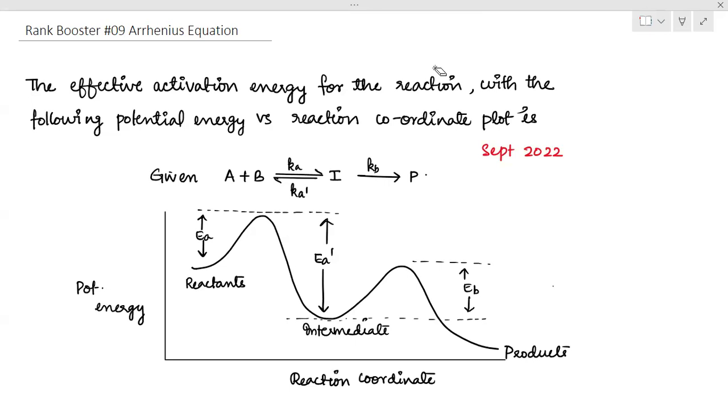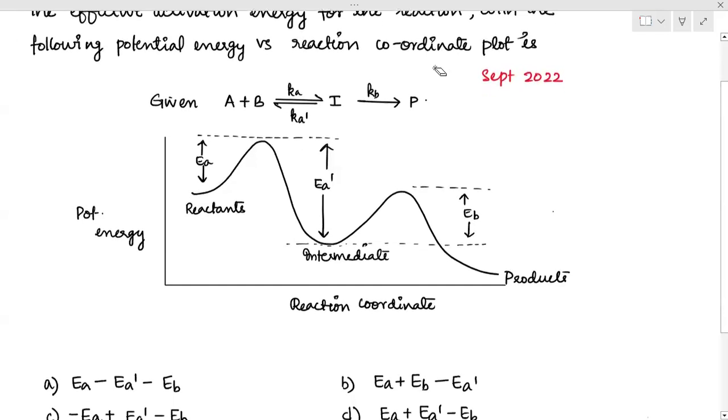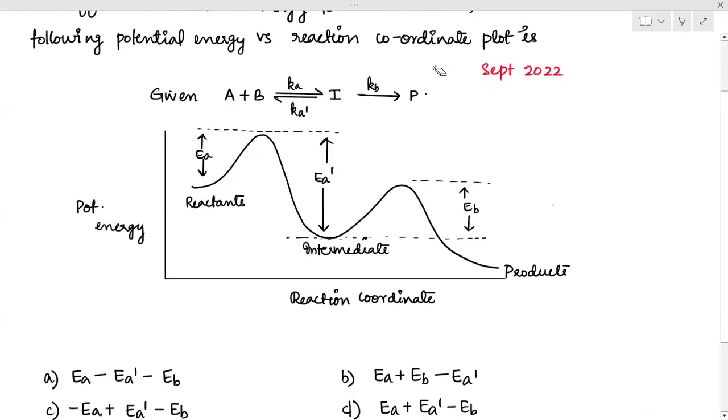The effective activation energy for the reaction with the following potential energy versus reaction coordinate plot is. Okay, so this is the plot. And they have also given an equation. In the equation, they have described that the reactants A plus B reversibly form an intermediate with rate constants Ka and K prime. And the intermediate forms product after that with the rate constant of Kb. The corresponding activation energies are depicted.